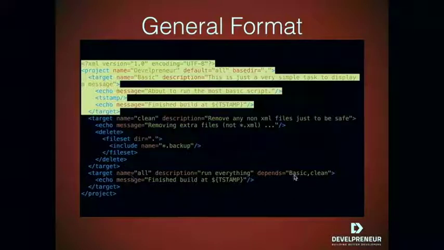So if I run all, it's going to say, oh, first I've got to run basic. So it's going to run the basic task. And then when that completes, it says, oh, I've got to run clean. So it's going to come in and run the clean task. And then it's going to actually run this task. So as you can see here, if I run all, it's going to run everything else. And then it's going to tell me that it finished, it's going to give me a finished build.